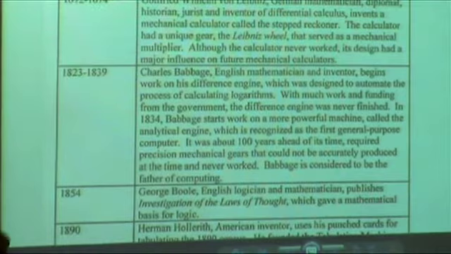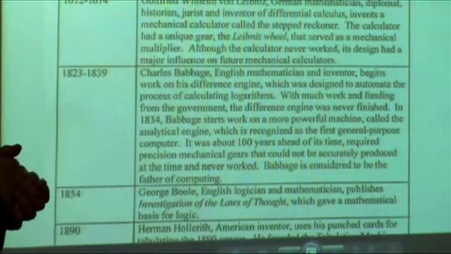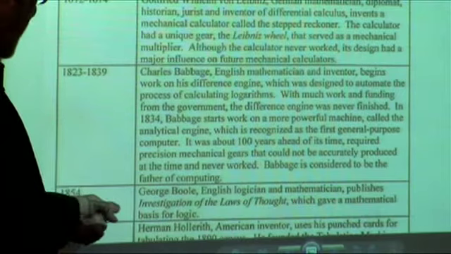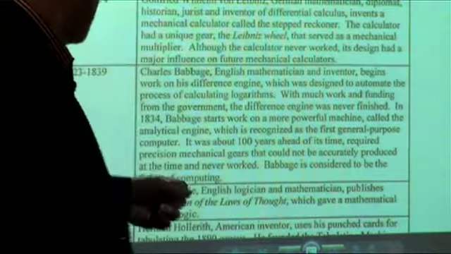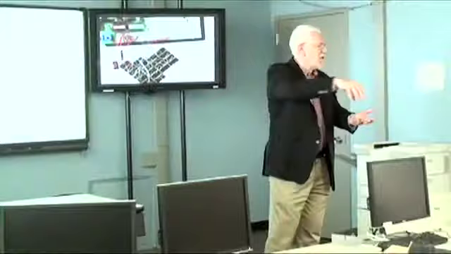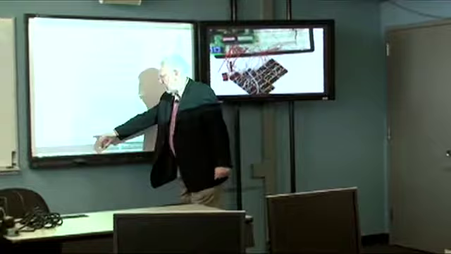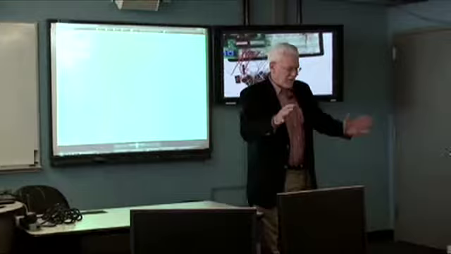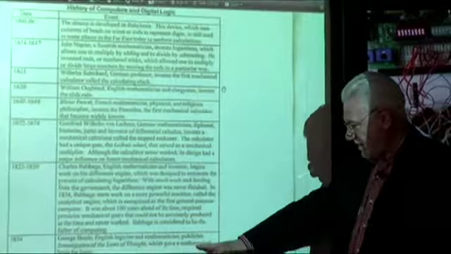1854, George Boole, English logician and mathematician, published the Investigation of the Laws of Thought, which gave a mathematical basis for logic. Well, he didn't know that. You see, George Boole was hired by the French court to design games. The aristocracy there was getting bored. He designed card games and board games, and a set of logic rules, and it was a parlor game. He would pose a problem, and everybody would have these rules, and if you followed his rules, you could solve the problem logically and come to a conclusion. Now, he didn't know he was doing this, because eventually this became the mathematical basis for logic.